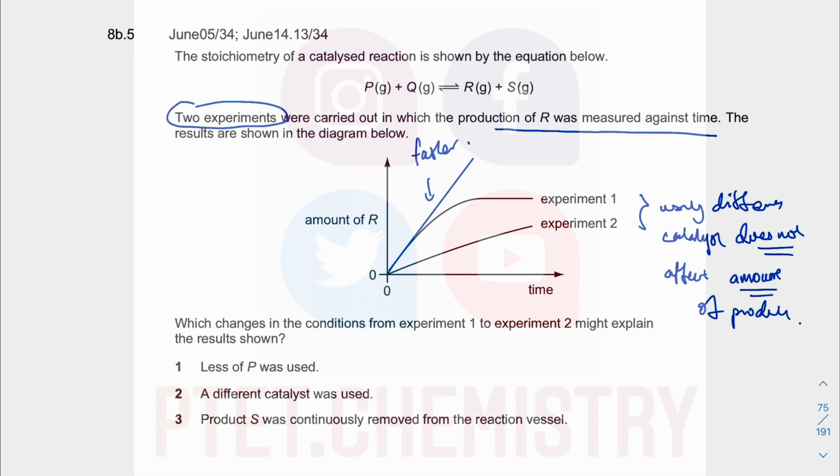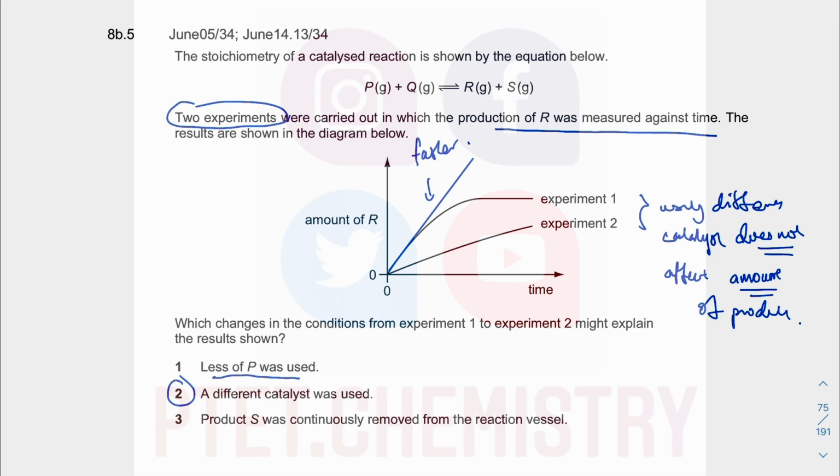So when you use a different catalyst, yes, you can get a different rate. It's not saying that a catalyst gives you a different amount, because they never tell you the reaction is finished for experiment 2. Experiment 2 could keep on going, and it should by right give you the same amount of R at the end of the reaction. They never say this is the end of the reaction for experiment 2. They just say at a moment in time. But of course experiment 1 has ended a bit faster than experiment 2 because there's no more change in the amount of R. Okay, so less of P was used.